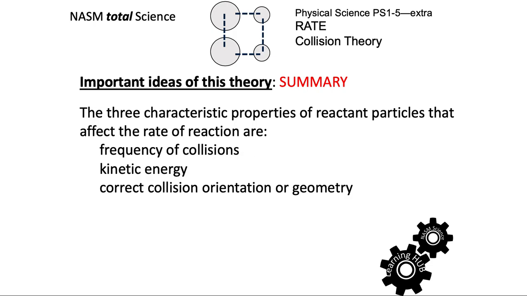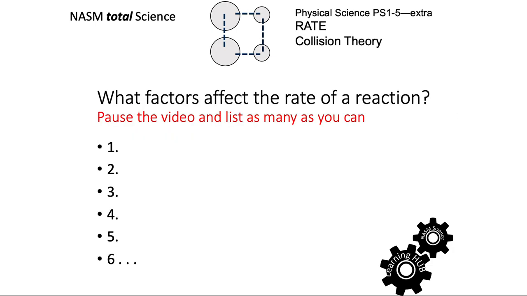So three characteristic properties are going to be the frequency of collisions, the kinetic energy of the particles that are moving together and colliding, which has to be adequate, above the activation energy, and there has to be a correct collision orientation or geometry. And the exercise here is to look forward and list as many factors as you can which affect the rate of reaction.